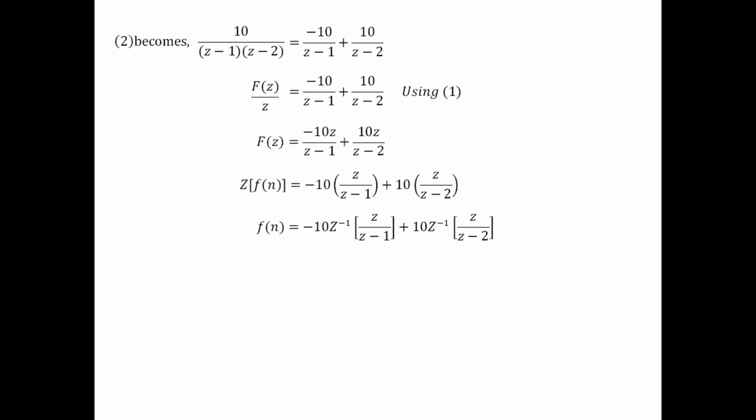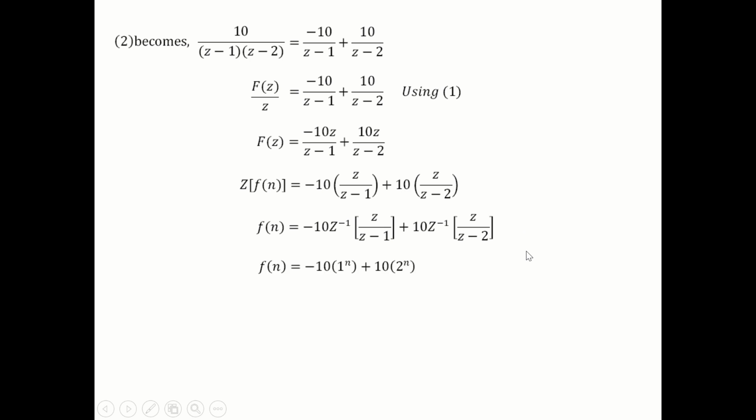Now f of z is nothing but z of f of n, which is equal to minus 10 into z by z minus 1 plus 10 into z by z minus 2. This is nothing but taking the z inverse transformation on both sides, right? So z inverse into z gets 1. So f of n remains on the left hand side, which is equal to minus 10 into z inverse of z by z minus 1 plus 10 into z inverse of z by z minus 2.